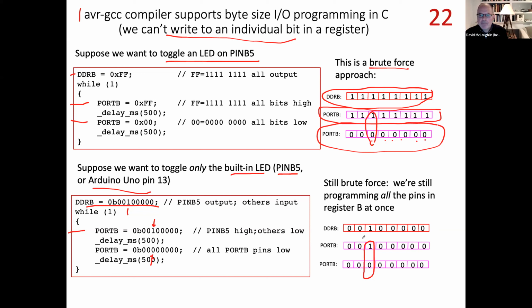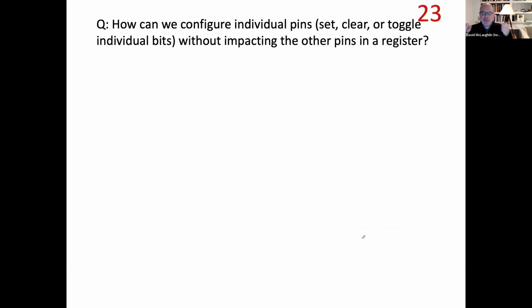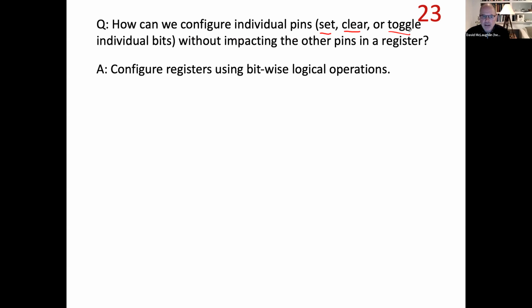Okay. So how do we get to one bit at a time? That's what we want to get at, right? How do we configure individual bits? And when we say configure individual bits, just to get some of the language, we want to set a bit. If I say set it, that means make it high. Clear it means make it low, or toggle it, meaning if it's high, make it low; if it's low, make it high. So set, clear, set, clear. How do we do that without impacting the other pins in a register?